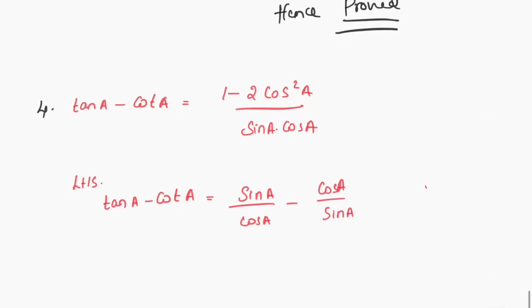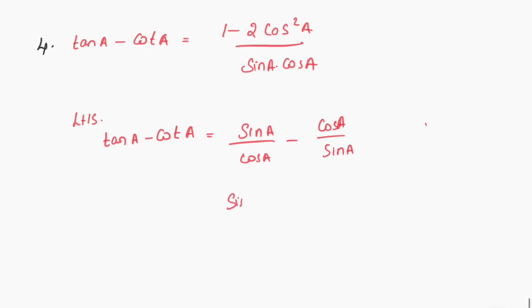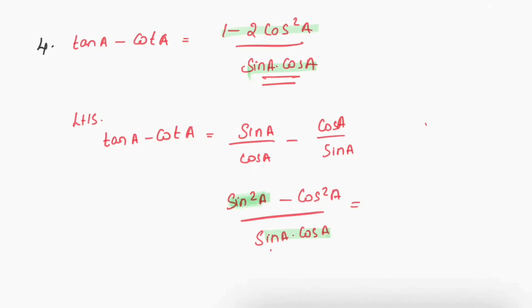So cross multiplying, I get (sin square A minus cos square A) by sin A cos A. Correct? So I need the result in the form where the denominator is same. I got the denominator same. Let's look at the denominators. It's same. Only in the numerator I need 1 minus 2 cos square A, but I have an extra sin square A here.